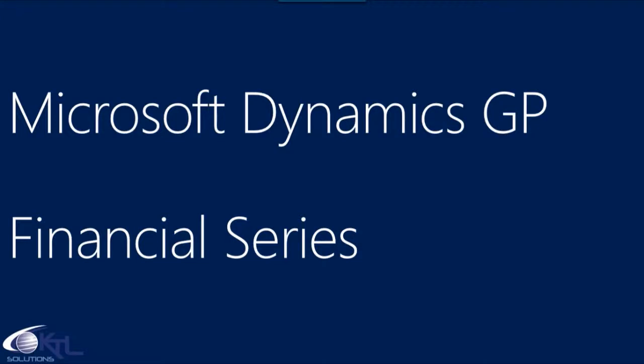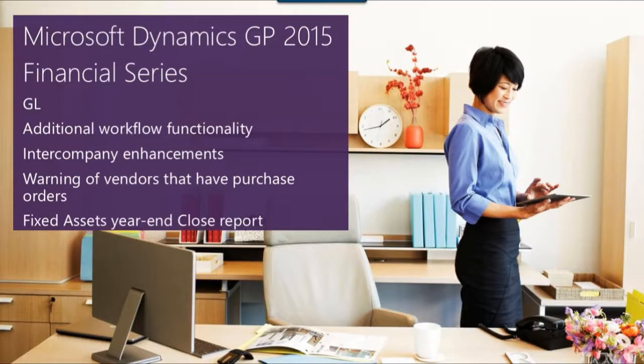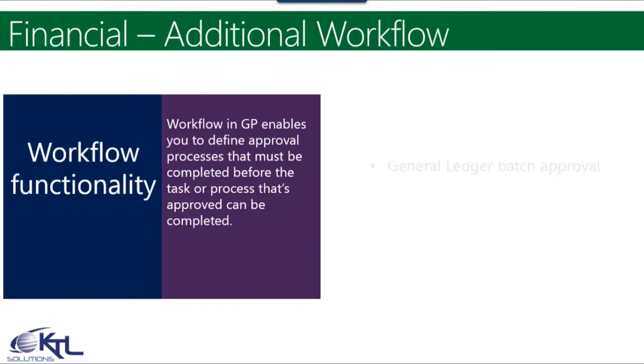We're going to jump right into 2015 and the financial series changes. Within Dynamics 2015, the financial series, within GL, you have an additional workflow functionality. There's been a lot of enhancements to intercompany and how those transactions work, and then warning of vendors that have purchase orders and fixed assets year-end closing. So these are some changes we're going to get into and go through a little bit more. The first thing, which is a huge addition to GP 2015, is the workflow functionality.